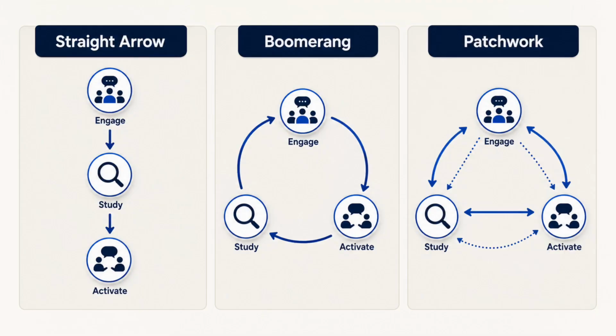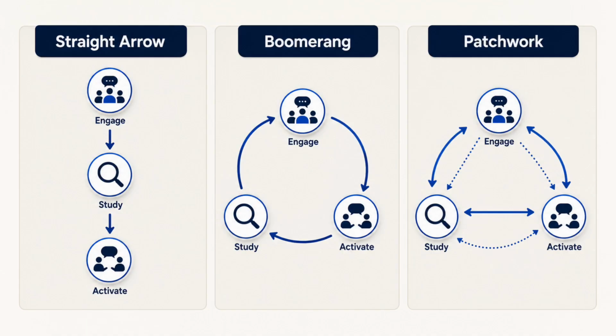Now let's look at the three ESA sequences. The first is straight arrow. This is the version most teachers know, Engage, Study, Activate. It works well when language is new, when support is needed, and when students can immediately use the language afterwards.